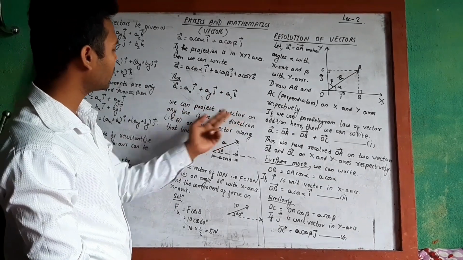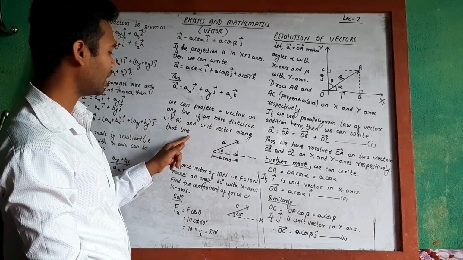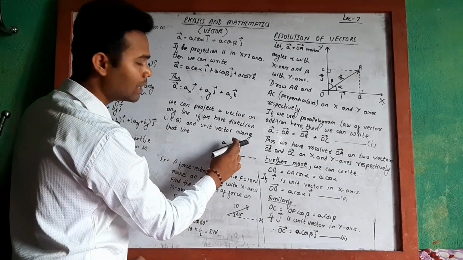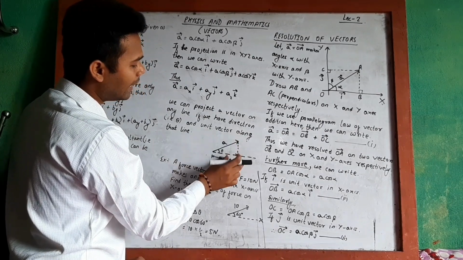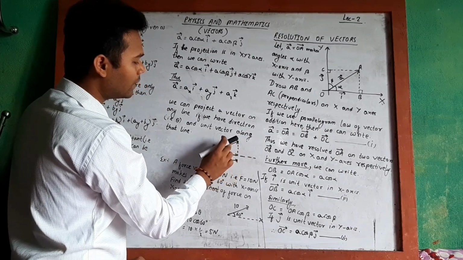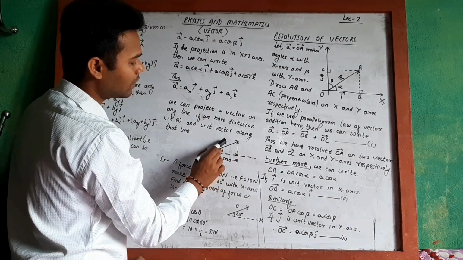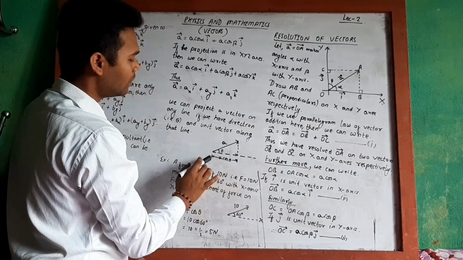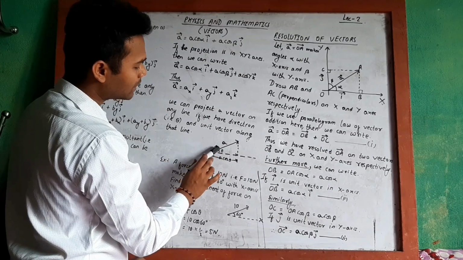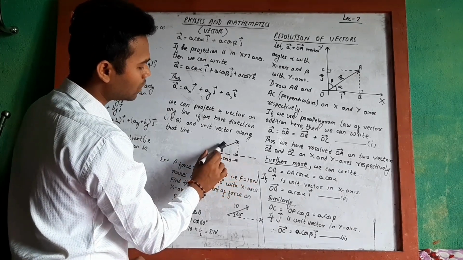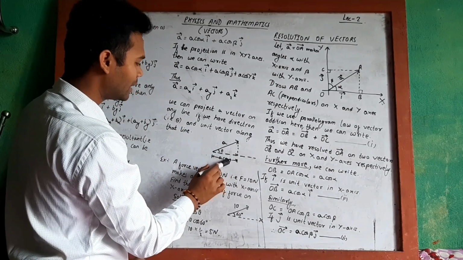We can project a vector on any line if we have the direction and unit vector along that line. That means if any vector is given and any line is given, then that vector can be projected on that line, or we can find the component of that vector on any line if the angle between the vector and the line is given. If the vector has magnitude a and makes an angle theta with the line, then the projection of this vector on the line has the magnitude a cos theta.